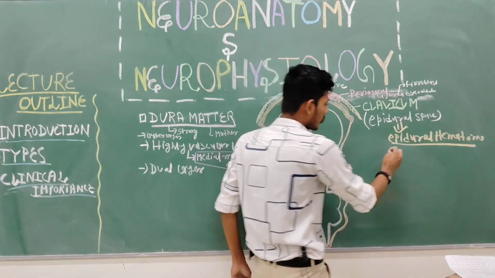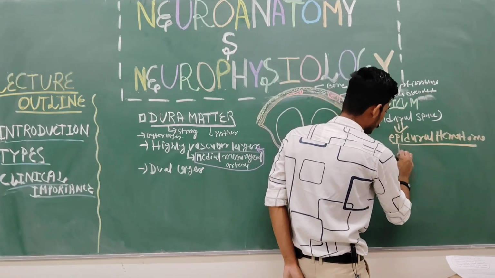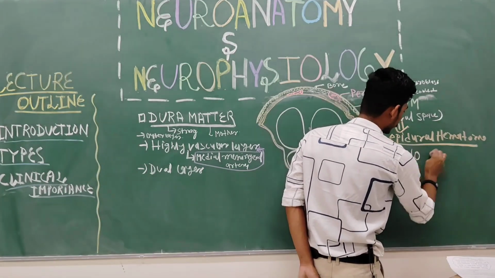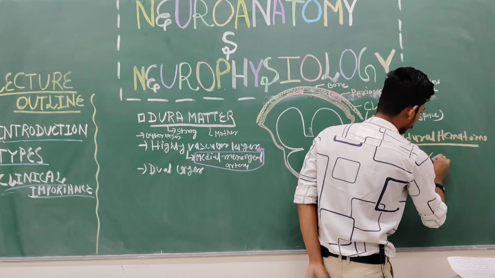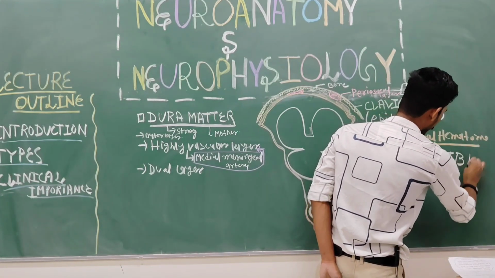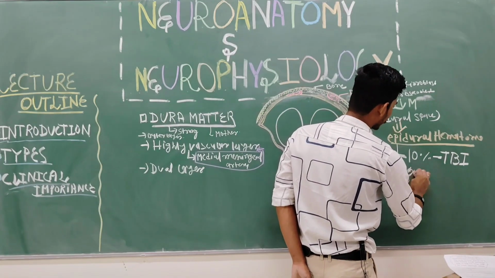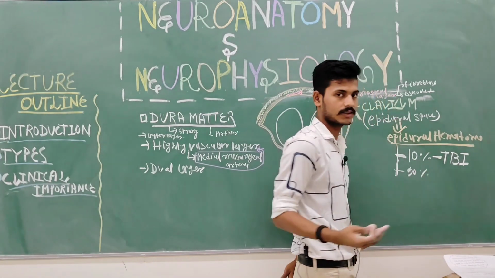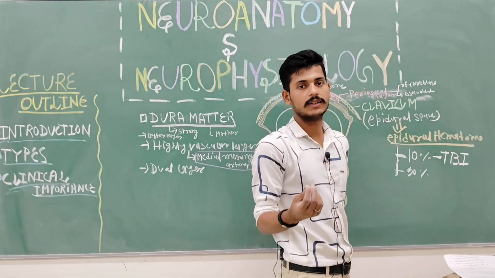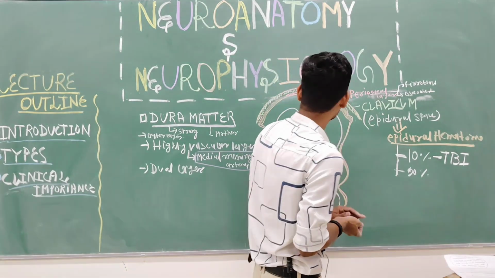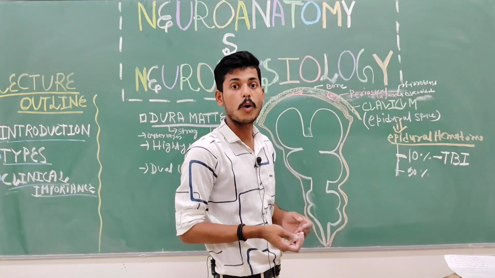The epidural hematoma, if we talk about the etiology, 10% is because of the TBI, traumatic brain injury, and the rest 90% is from other sources, like sometimes there will be blood coagulation problems, that's called coagulopathy.